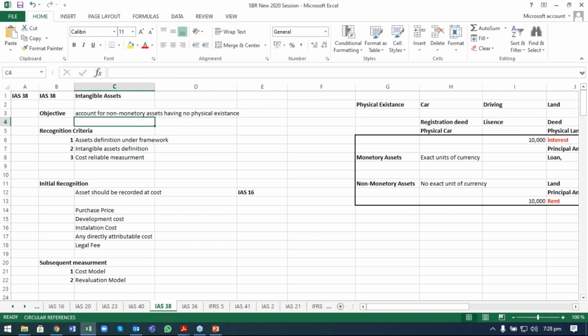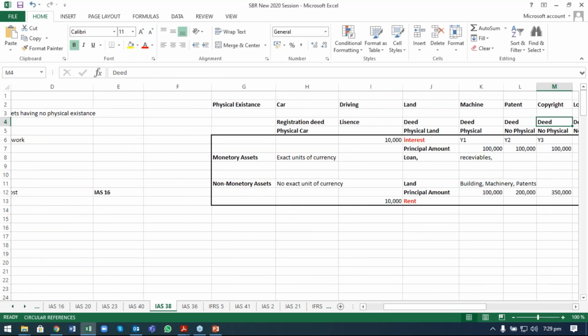I'm just giving you an example over here of how you can say there is a physical existence of an asset. For example, suppose I'm saying I have a car, and I'm showing one of my friends the registration deed of this car, which was registered with the local jurisdiction, and I own this car because my name was on that registration deed.